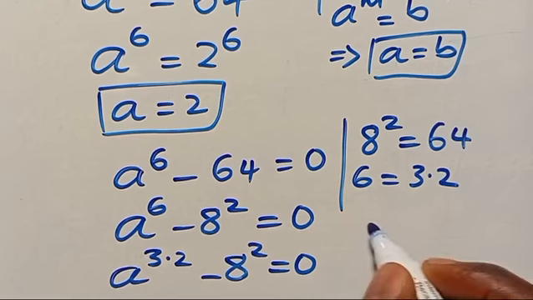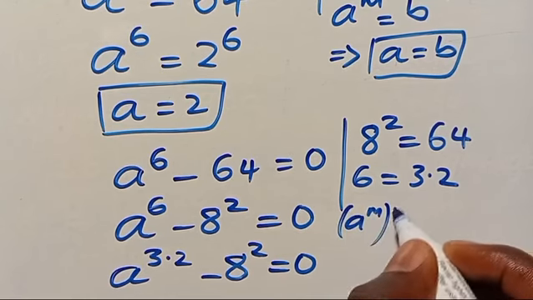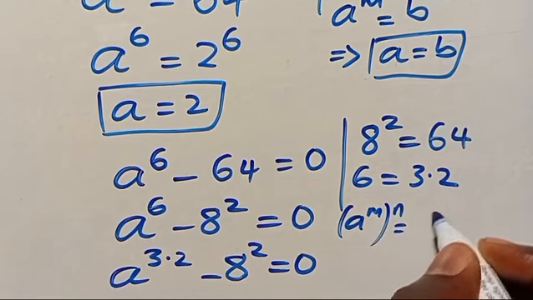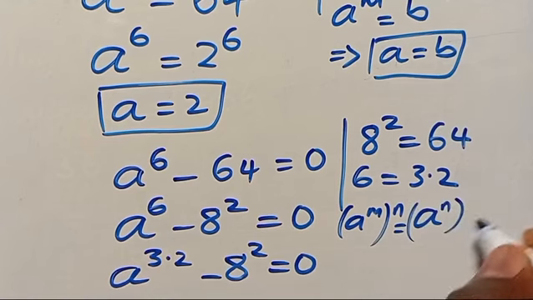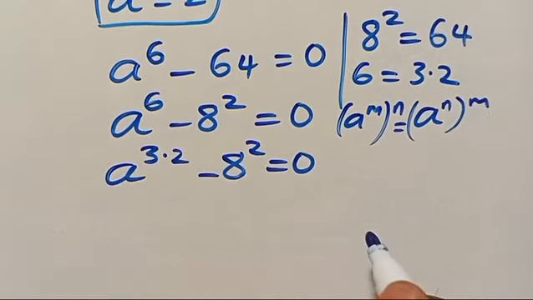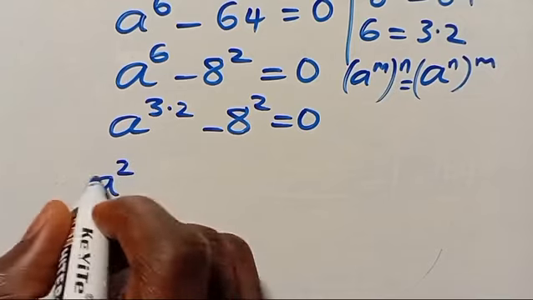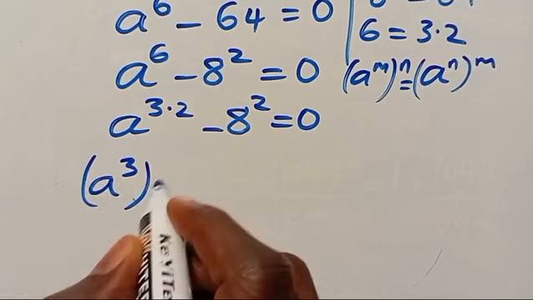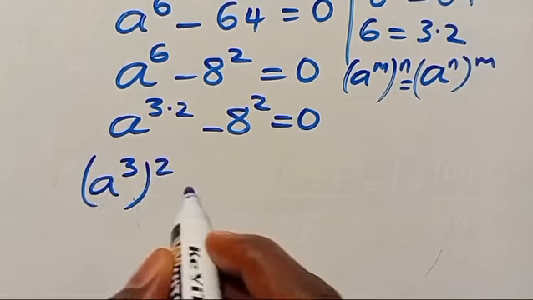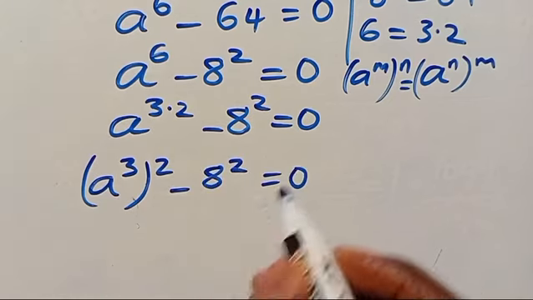Then let us recall that when we have a to the power of m in parentheses to the power of n, it can be simplified as a to the power of n in parentheses to the power of m, by interchanging the powers. Meaning that we can have this as a to the power of 3 in parentheses to the power of 2, minus 8 to the power of 2 equals 0.